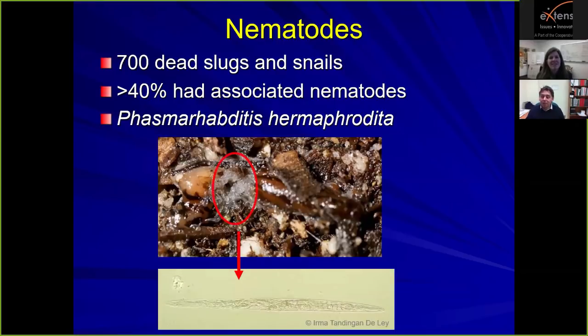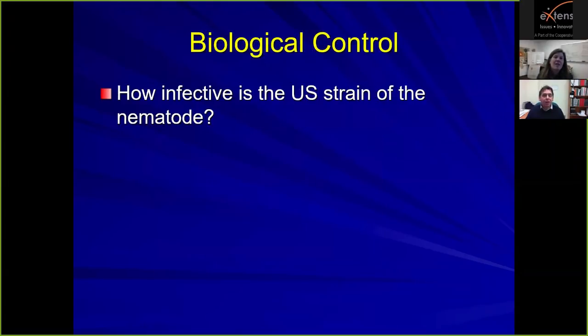And there are thousands of nematodes, sometimes tens of thousands of nematodes, like this one, swimming through and feeding on the decomposing slug flesh. We do now have colonies of this US strain of the nematode in laboratories in Oregon and also in California. And we're testing its efficacy or its infectivity against a range of pest slugs and snails, but also some native species as well.